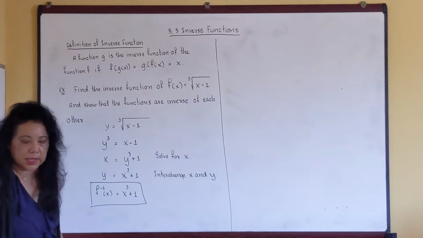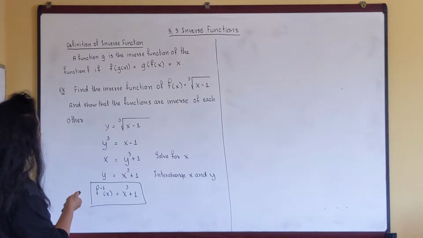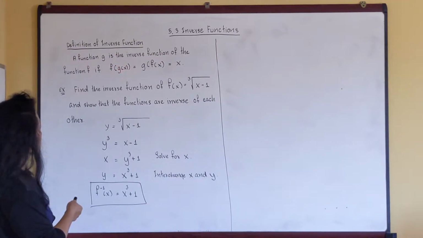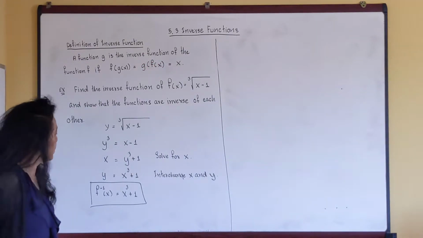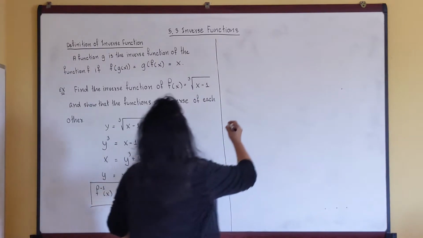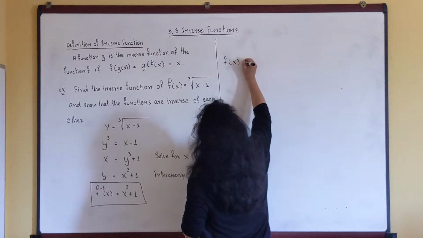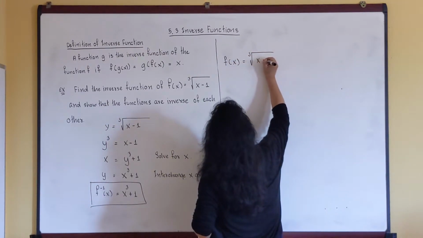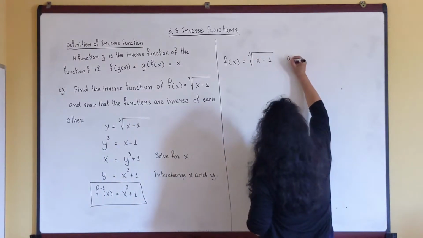Alright, so the definition said that if the two functions are inverses of each other, you would do the composition. f of g of x should be equal to g of f of x, and they should equal x. So let's show that they are inverses of each other. So I have f of x is equal to cube root of x minus 1, and let's call this g of x.